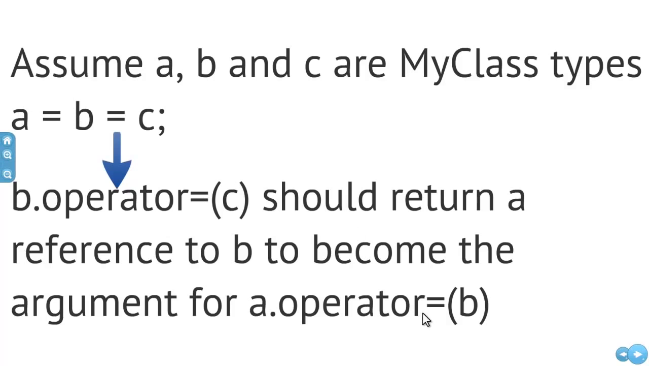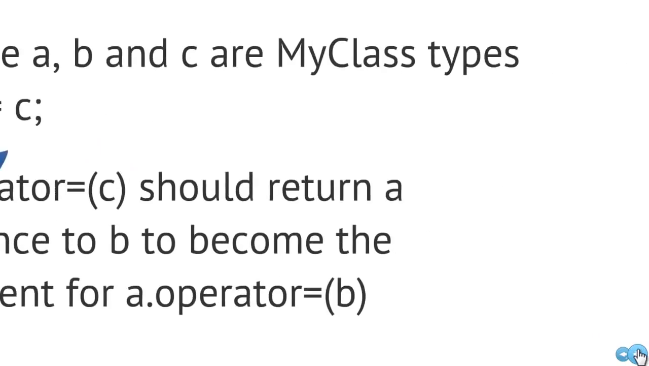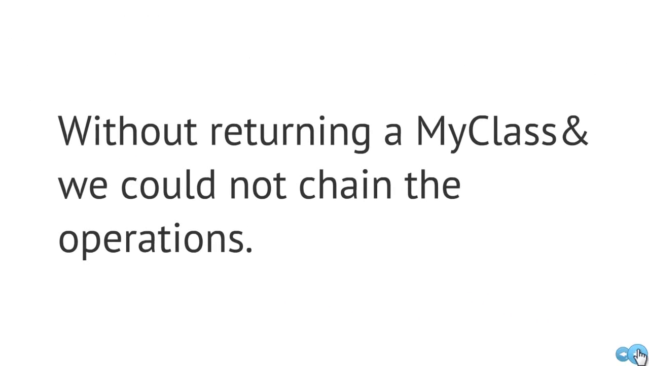So the reason why we need to return a reference to a my class object, whatever that class may be, is so that we can do this type of chaining. So chaining is very important. Without returning a my class or reference to a my class object, we would not be able to chain the operations.